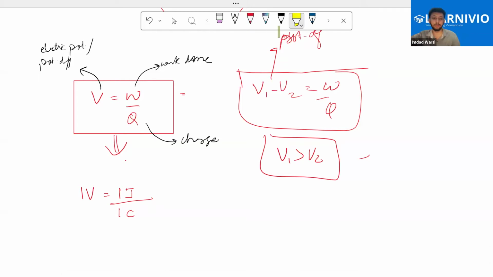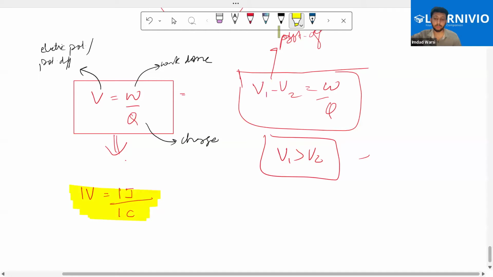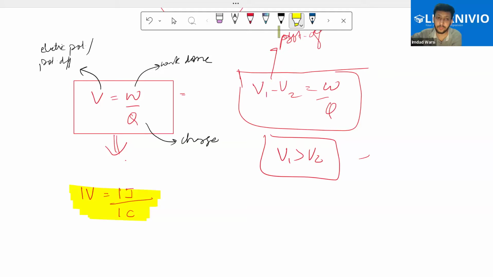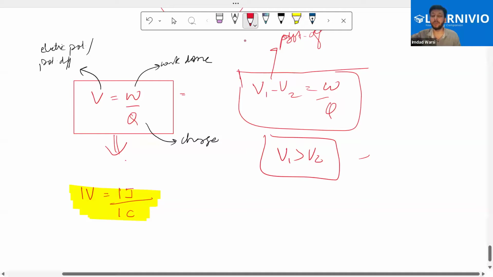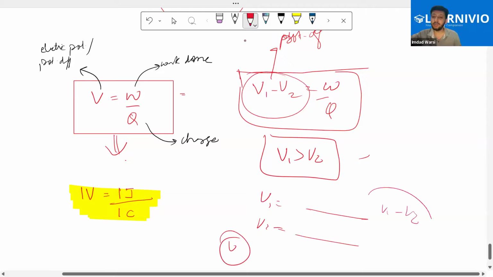Sir, why can't we write V1 minus V2 as V? You can write it as V also, but when you have been given two points and we define potential difference, V1 will be given and V2 will be given. So why will you write it as V? You will write V1 minus V2, right?